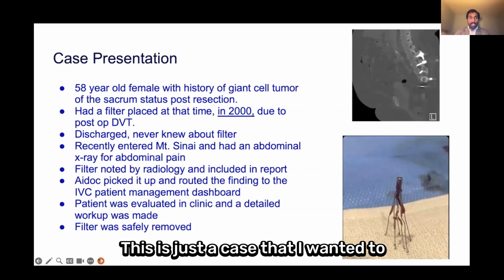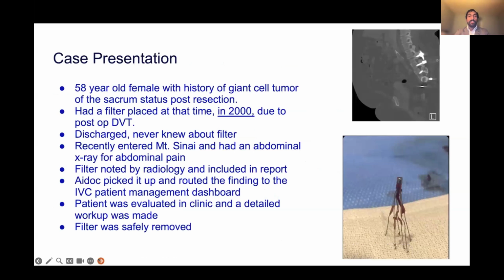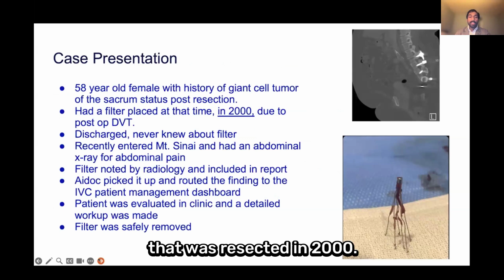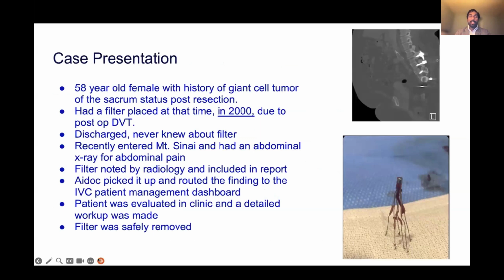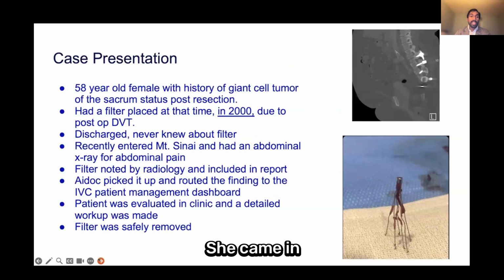This is just a case that I wanted to include. This was a 58-year-old female who had a history of giant cell tumor that was resected in 2000. She had a post-op DVT. They placed a Greenfield filter at the time. She was discharged and never knew about it. She came in to Sinai for abdominal pain. The filter was noted on the incidental tool.